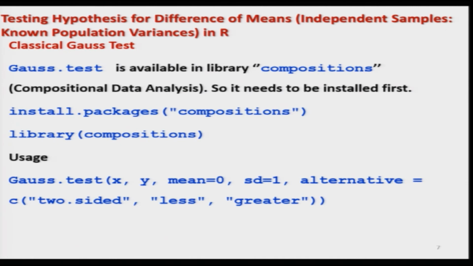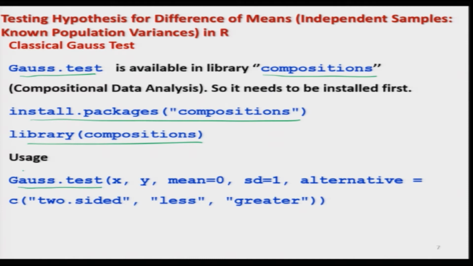Now if you want to use this test in the R software, that is pretty simple and straightforward. You already have done the Gauss test in the package compositions when we did the test of hypothesis for mean when sigma square is known. In the same command, in the same setup, you simply have to now give the values for the second sample. Earlier we had taken all such values related to the second sample as null. So we are going to use the command Gauss dot test. For that you need to install the package compositions and load it, and after that the command is Gauss dot test.